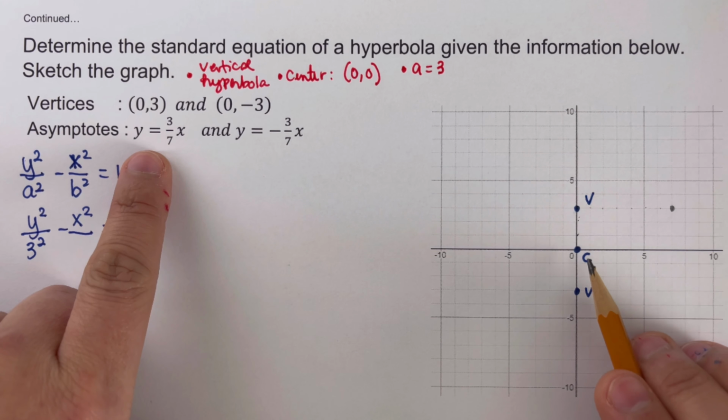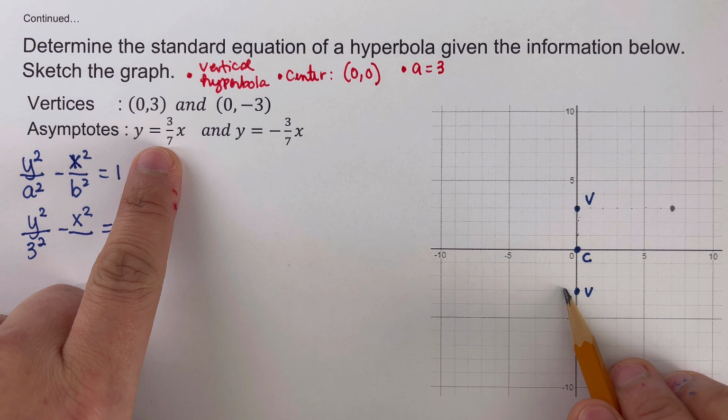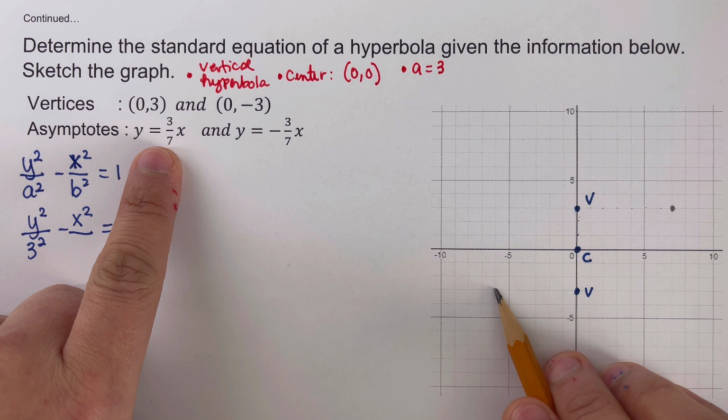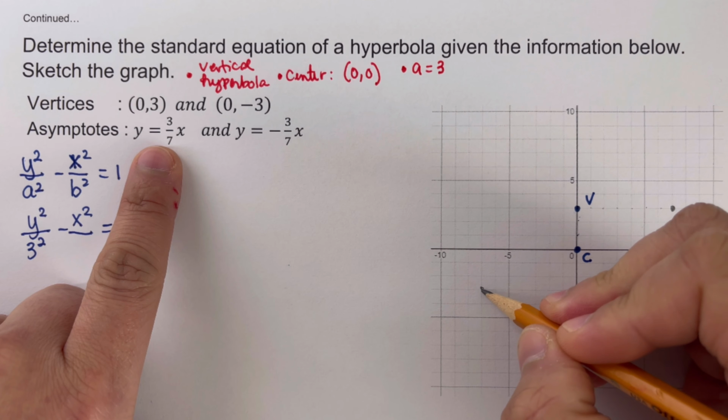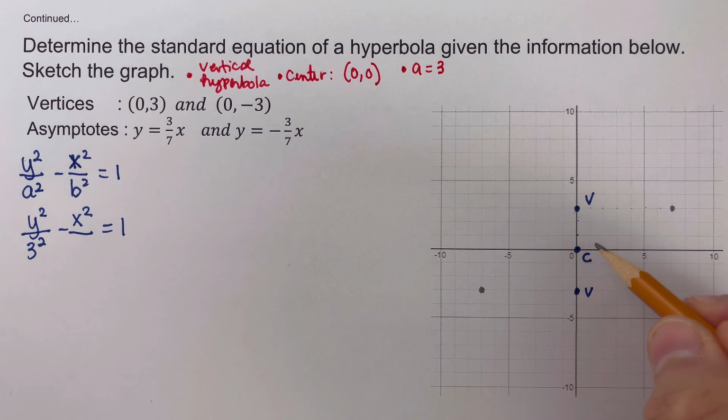And so I'm going to do that across. That would be down 3 and left 7. So 1, 2, 3, 1, 2, 3, 4, 5, 6, 7. So this is the other point for this asymptote. So I can go ahead and draw the asymptote now.